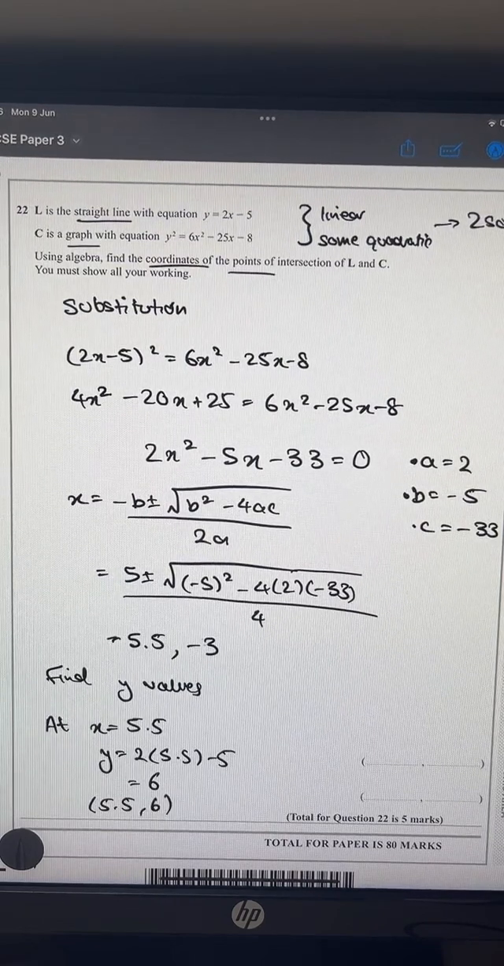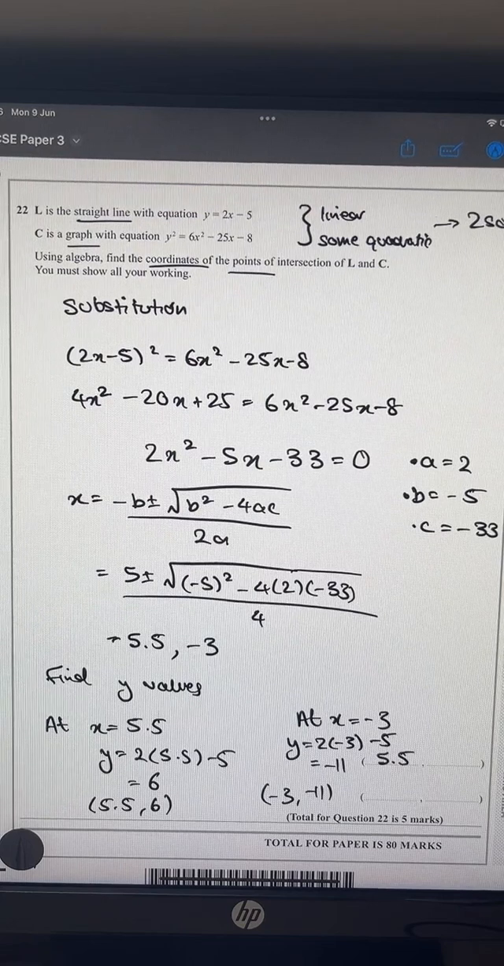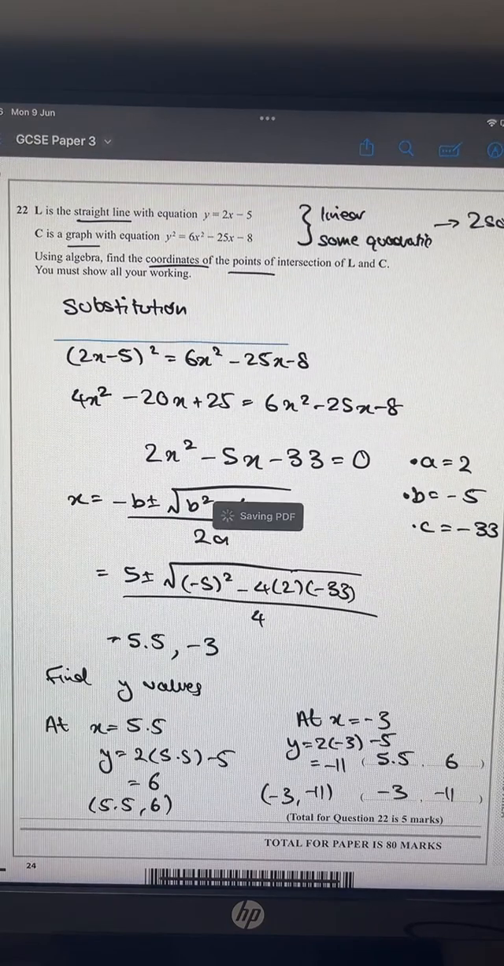And now I've got another x value, another coordinate. So at x equals -3, y is equal to 2 times -3 minus 5. 2 times -3 is -6, minus 5 is -11. All right, so that is going to be my second set of coordinates, -3, -11. So far, my answers are going to be 5.5 and 6 and -3, -11. And that brings us to the end of 2022 paper 3 and the end of this question.